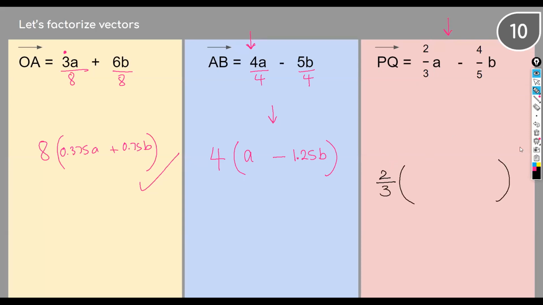So we're going to visit everybody here and divide by 2/3. You think you all can work this out for me? Well, 2/3 divided by 2/3 is 1. The 2/2 will cancel out, leaving you with A minus. You just have to figure out how much is 4/5 divided by 2/3.